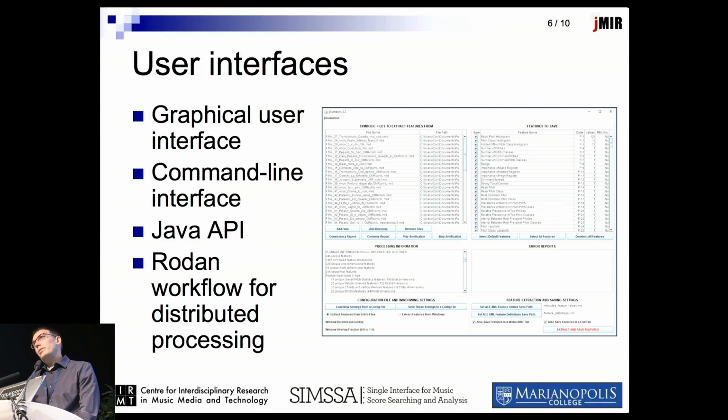There's 4 different ways of using JSymbolic. There's the GUI for ease of use, there's a command line interface, there's an API for those who want to incorporate JSymbolic into their own software, and there's also a Rodin workflow for distributed computing.